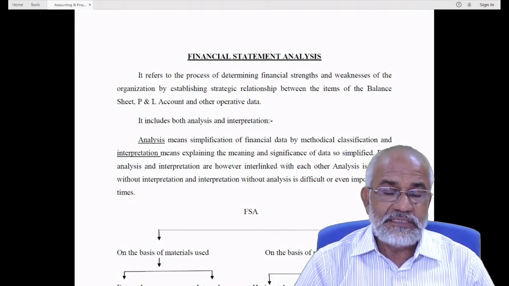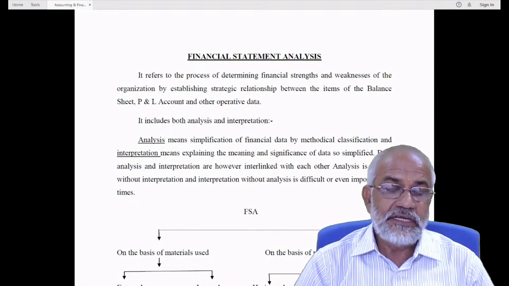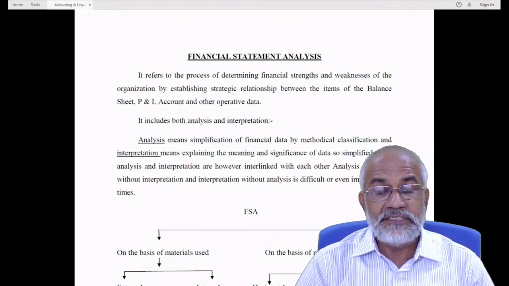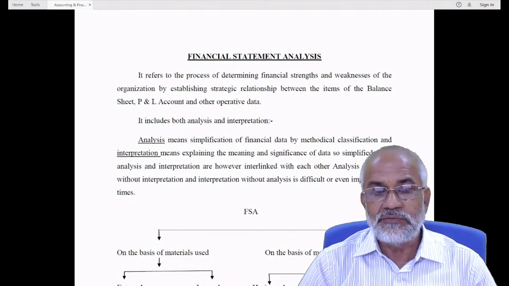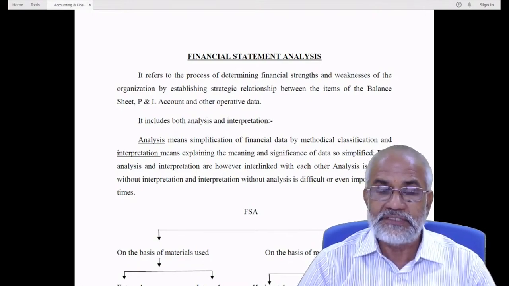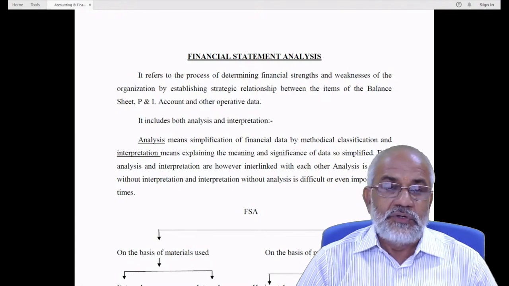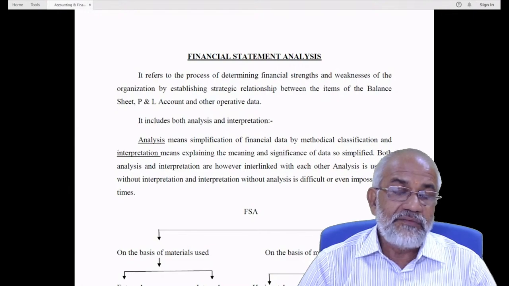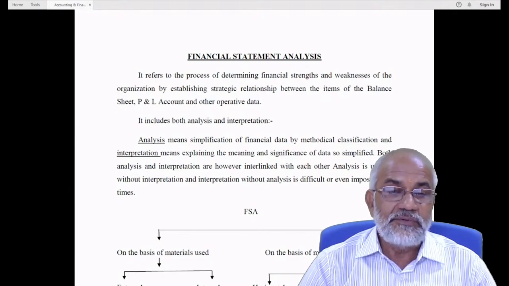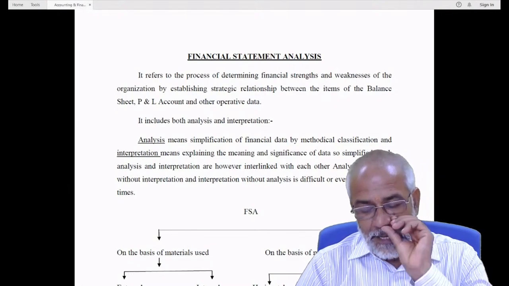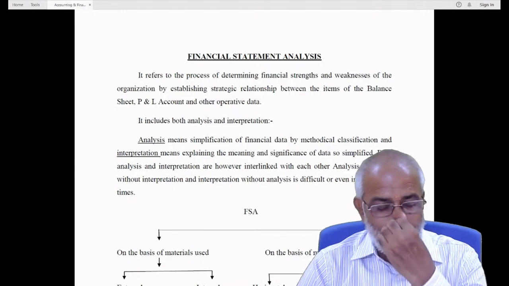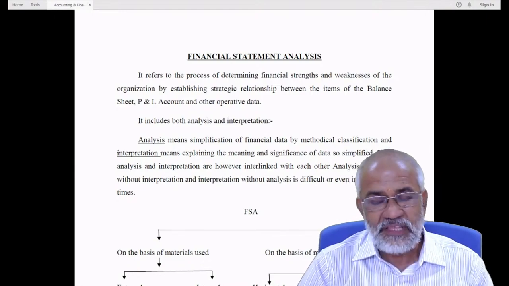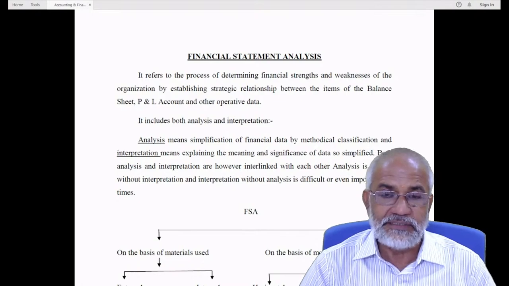So the income statement is divided into components: the trading account, and if the organization is engaged in production or manufacturing activities, before the trading account we will need to prepare the manufacturing account. So there are four components involved in the income statement. The first one is the manufacturing account, then the trading account, then the profit and loss account, and the last one is the profit and loss appropriation account. These are the components of the income statement.